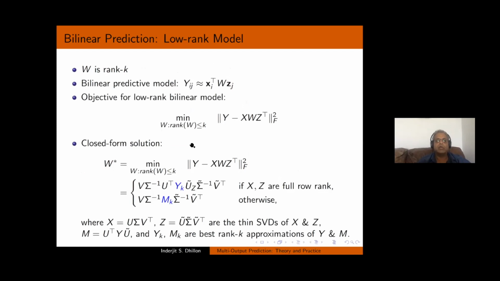But even when you have a low rank constraint on the coefficient matrix, then you can actually get a closed form solution through the singular value decomposition of, in this case, not just the input feature matrix, but also the output feature matrix.